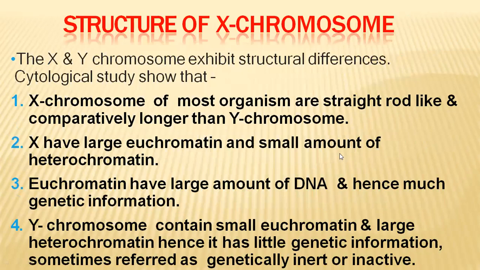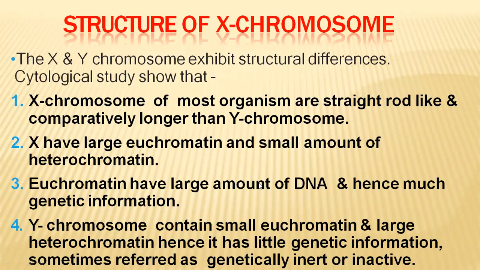Coming to the structure of X chromosomes, X and Y chromosomes are called allosomes or sex chromosomes. The X chromosome, in many organisms, is straight in structure, looks like a rod-like structure, and is comparatively longer than the Y chromosome. This X chromosome contains a large euchromatin part and a small amount of heterochromatin. As it has a large amount of euchromatin, a large amount of DNA is there. Euchromatin consists of functional DNA, and heterochromatin consists of junk DNA.